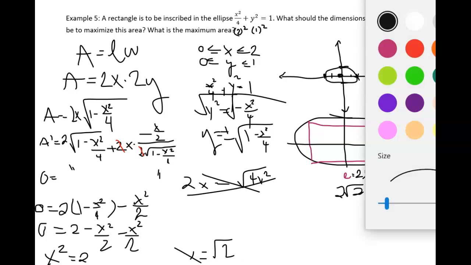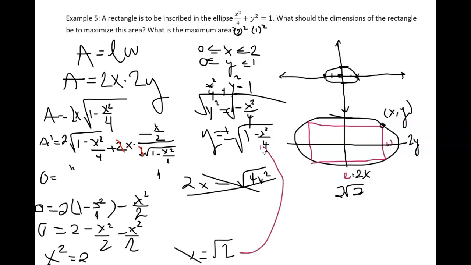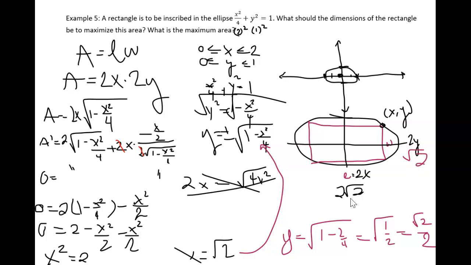So let's take this and plug it in for the value of y right here. Y equals the square root of 1 minus 2 over 4, which is the square root of 1/2, which is radical 2 over 2. So then we know that the other dimension is just radical 2. And so what is the maximum area? Well, if you do 2 radical 2 times radical 2, your area max is 4. Ta-da! Let's head to the last example.